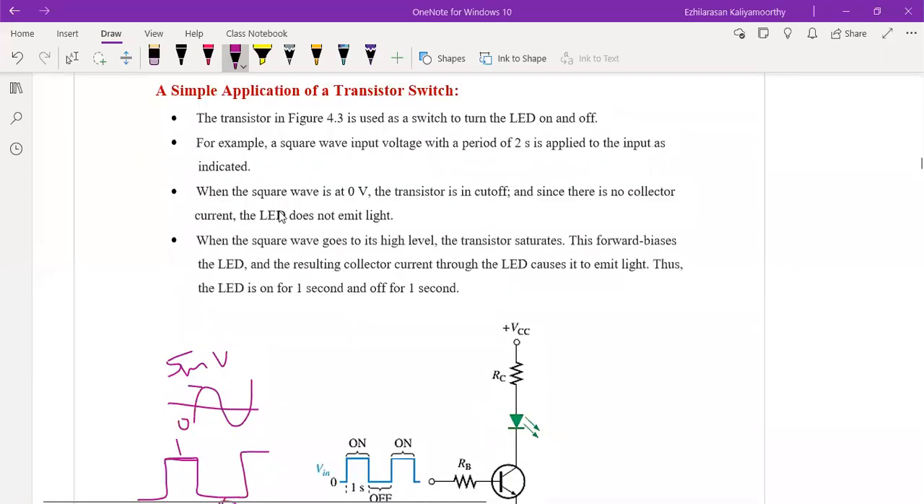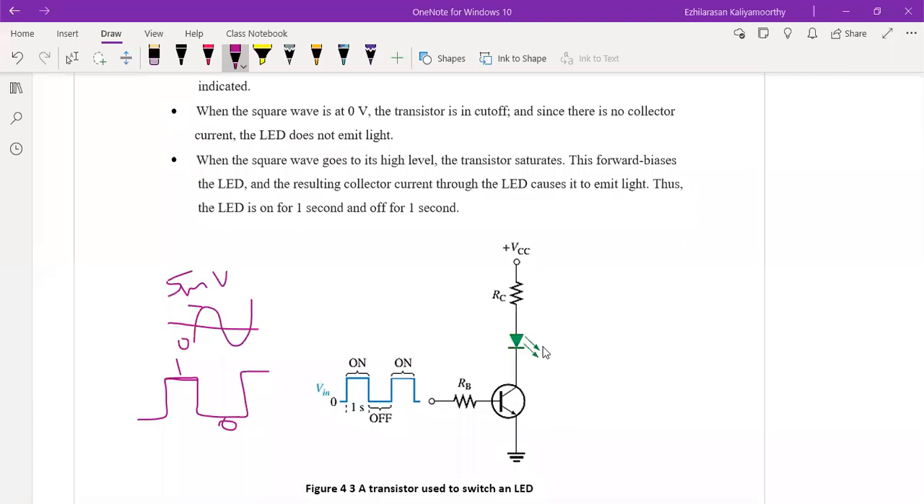Now, when the square wave is at 0 volt, the transistor will be in cutoff. Cutoff means it is off actually. And there will be no collector current, because we already discussed that if the input is equal to zero, there will not be any base current. If the base current is zero, then there will not be any collector current also.